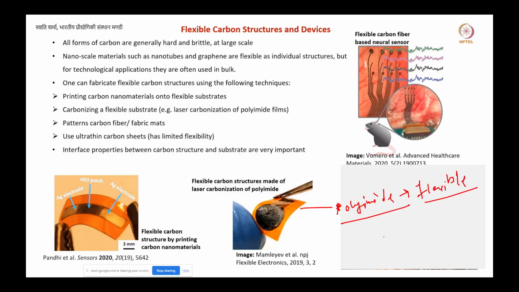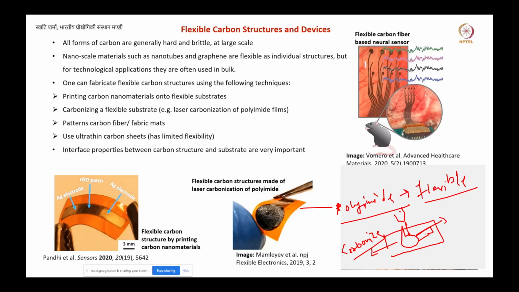Suppose this is your sheet, and here the laser will come and that will carbonize your polyimide. So this is the carbonization of your polyimide. It will give you a conductive carbon. So a conductive mat, kind of a fabric mat, it will give, a patterned carbon fiber or fabric mat.